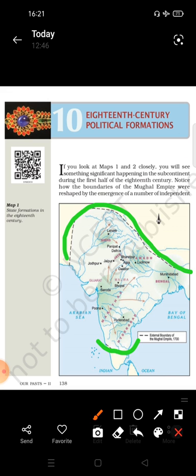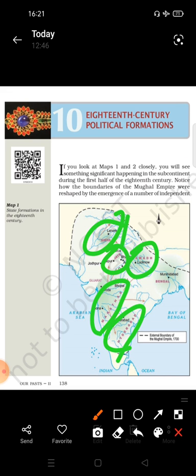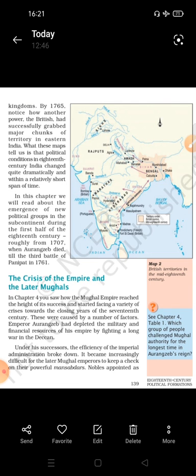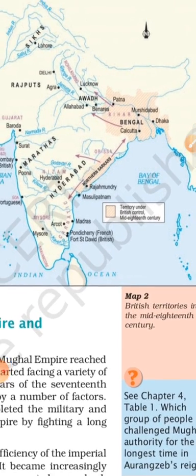Then we learn Sikh independence, Jat independence, Awadh also gone independent. Marathwada also, Hyderabad also, and Bengal also got independent after the death of Aurangzeb. So it is the first map. Now we learn in the second map the territory under British control in the mid 18th century.